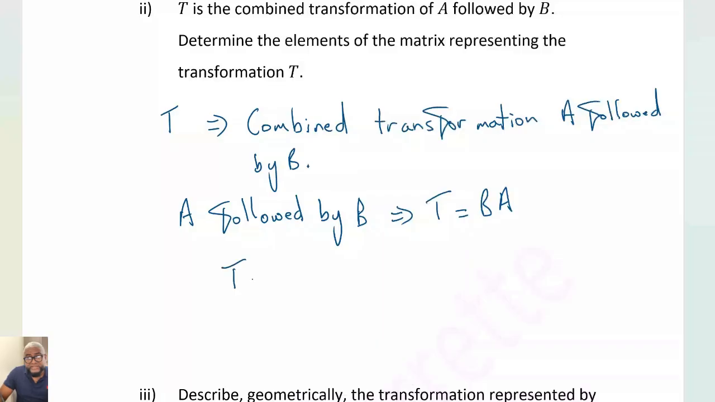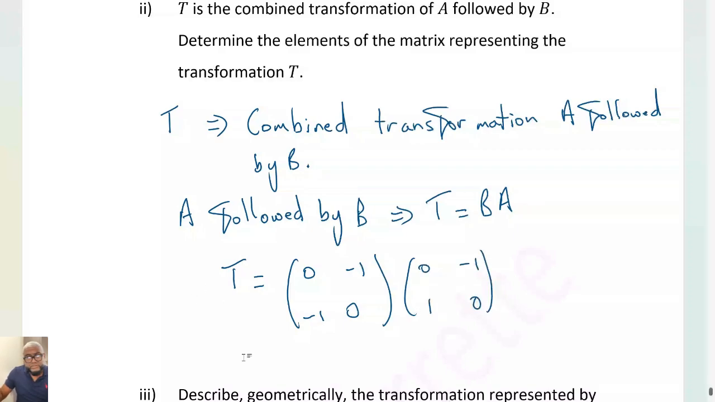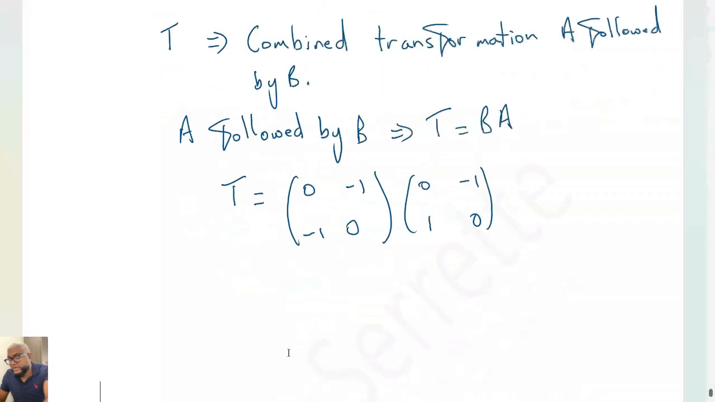So you want to find T. What is B? Anybody have B there, or scroll up? B is 0, -1, -1, 0. Excellent. And then what is A? 0, -1, 1, 0. Everybody good there?